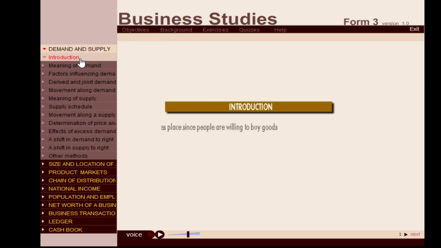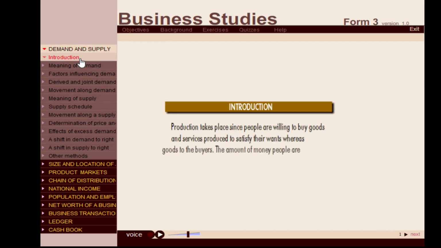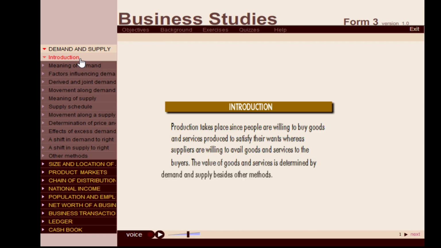Introduction. Production takes place since people are willing to buy goods and services produced to satisfy their wants, whereas suppliers are willing to avail goods and services to the buyers. The value of goods and services is determined by the forces of demand and supply besides other methods.